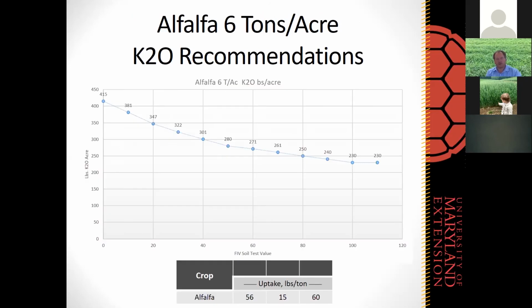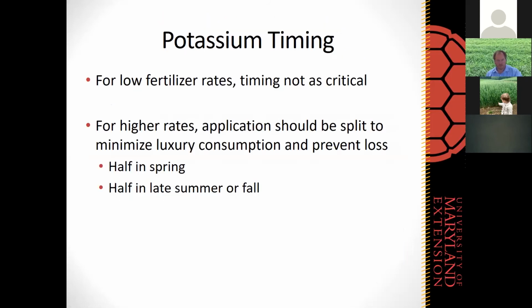And same thing with alfalfa. This is recommendations for 6 tons per acre, and you can see here if we start out with 0, so no potash in the soil bank, we're getting recommendations all the way up at 400 pounds, and it only goes down to about 230 pounds even when we get into that very high range, because we're taking so much off, about 60 pounds per ton. So again, I'm a big fan of split applying potassium, half in the spring, half in late summer or fall. If you already have really good levels in the soil, it's not nearly as critical. But if you have lower levels, I do like to split apply that.